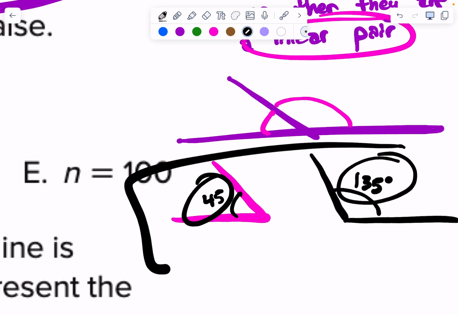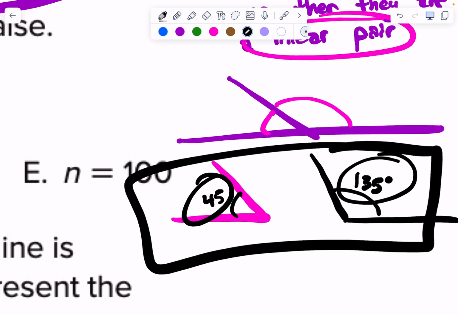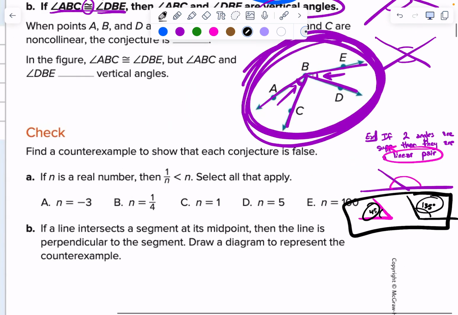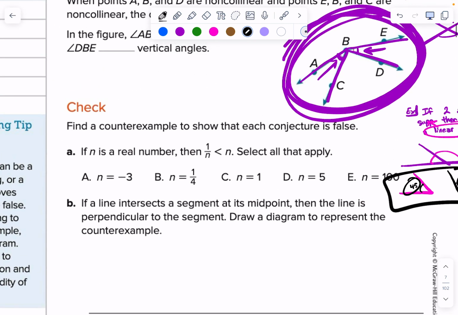So this right here is my counterexample. I just have to draw two angles that are supplementary that are not a linear pair, right? That is my counterexample for that statement. Got it? Okay, let's do this one right here.